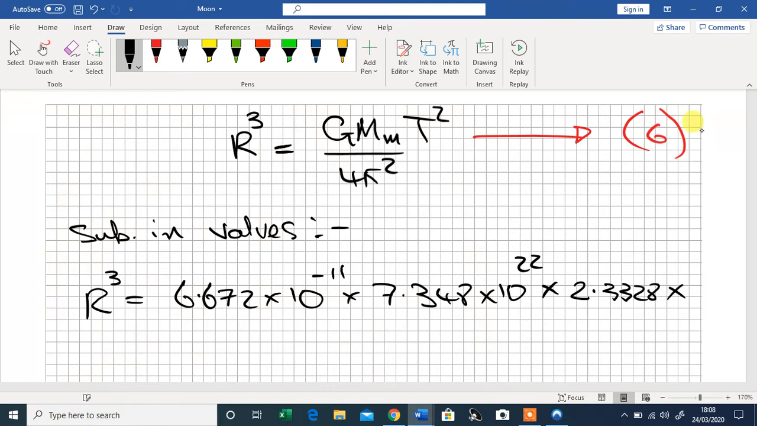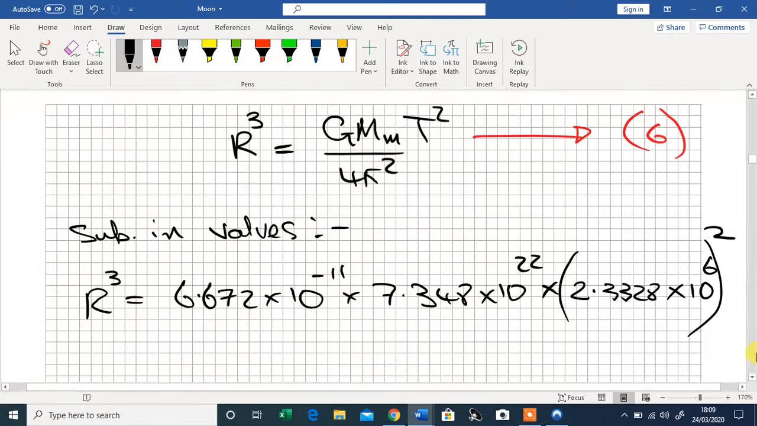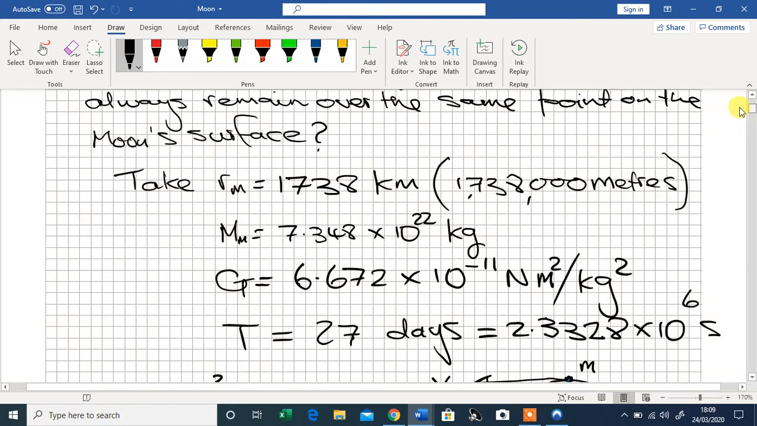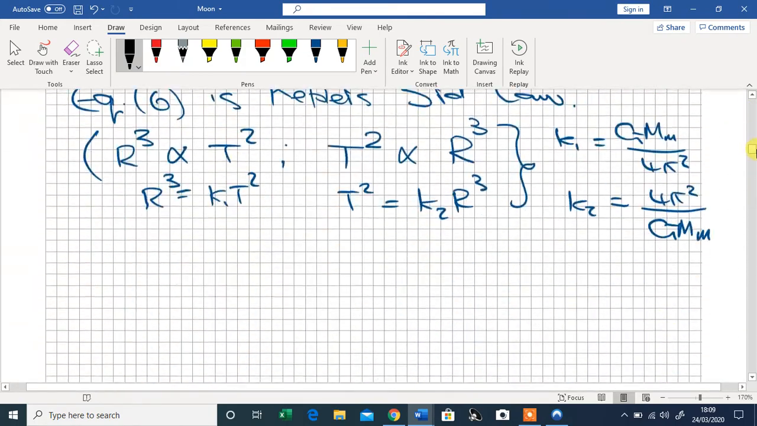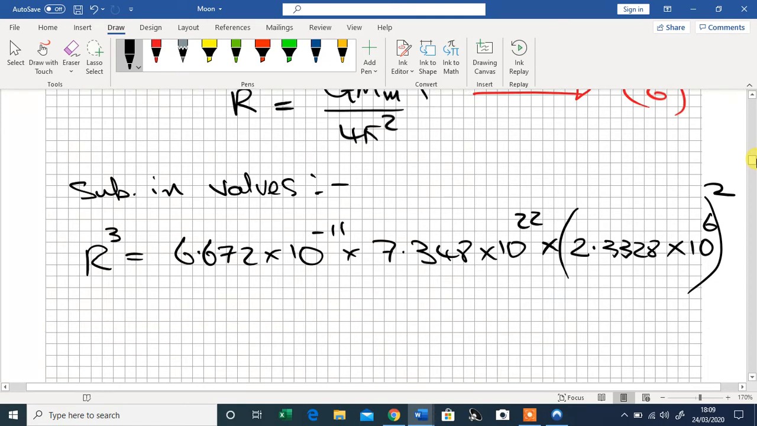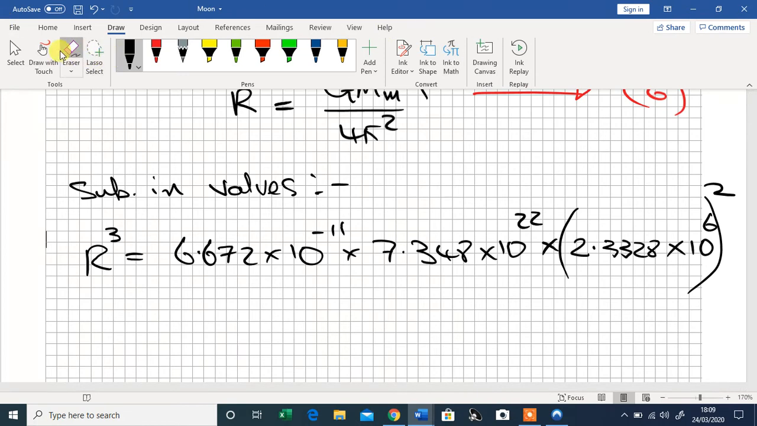.3328 times 10 to the 6, and that is squared. I've forgotten again. My memory, as I said in the last video, is not very good, so I forget everything. The minute I think of something else, it goes. Let's just make that bracket look a little more like a bracket. There we are.